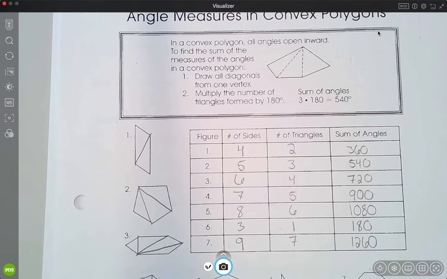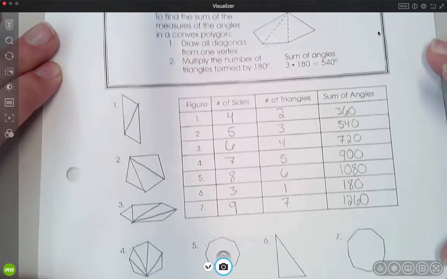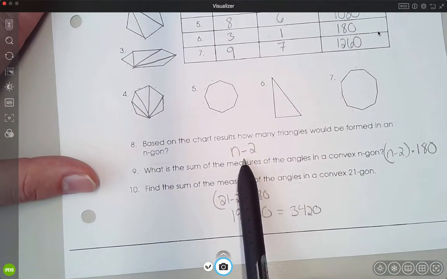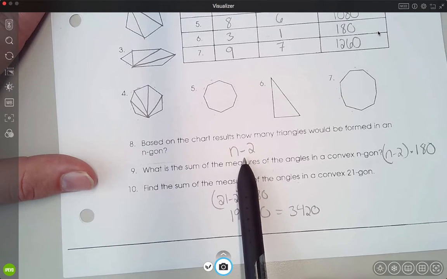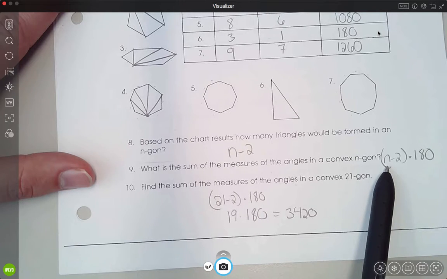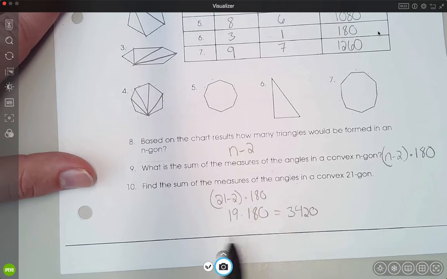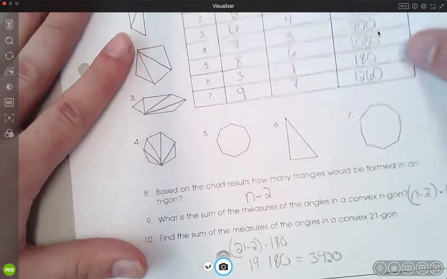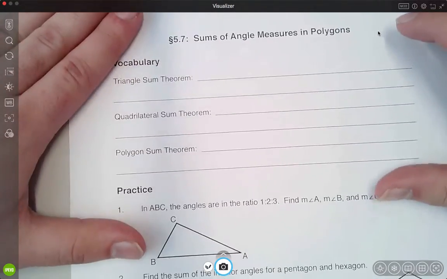We know that already. So here I know now that my formula, if I go down to the bottom, is going to be based on that n minus 2. So my number of triangles is always that number of sides minus 2, and then my sum of the angles will then be that n minus 2 times 180. And you can see our example here of using 21 as my number of sides. That's important because that's going to show up again today. So if I go back to our notes here, this is section 5.7.